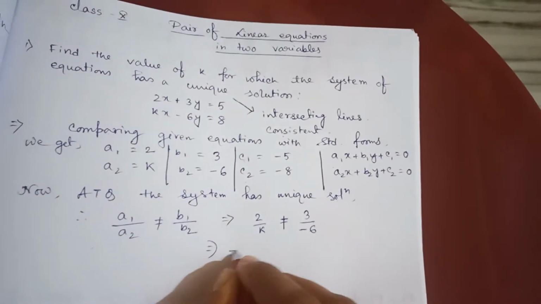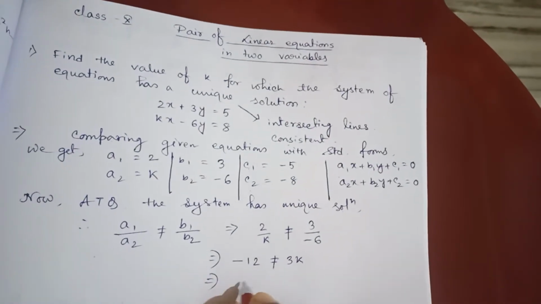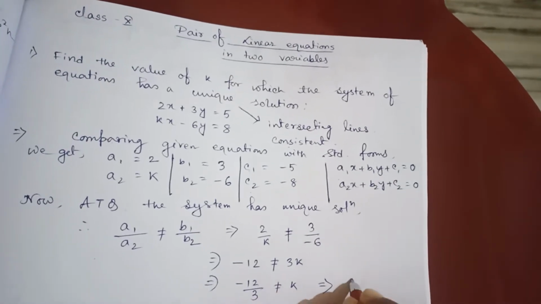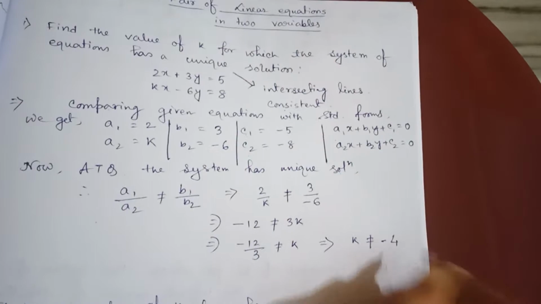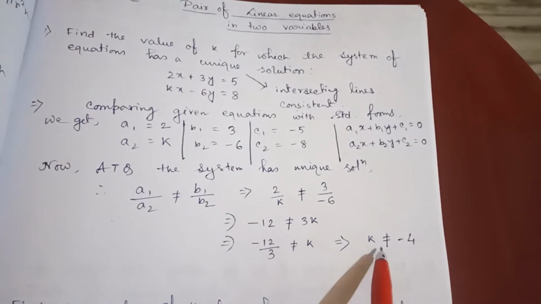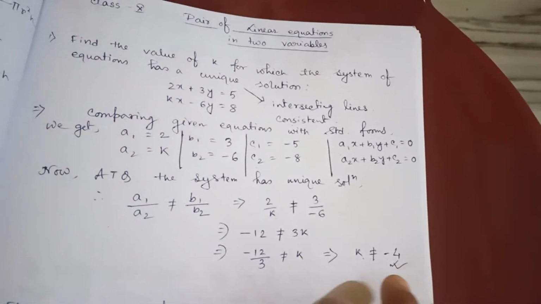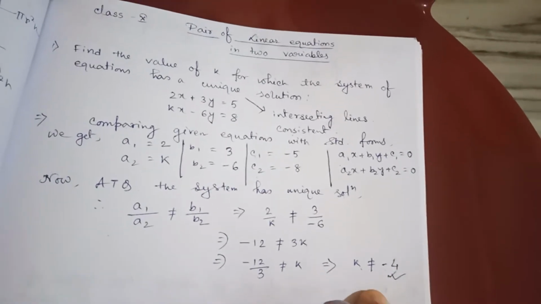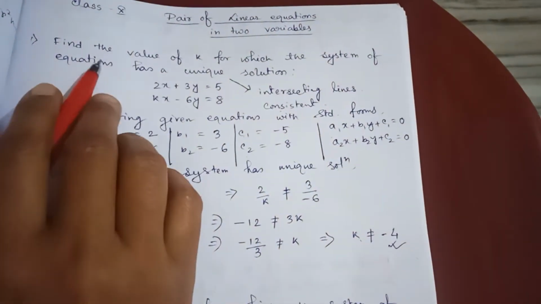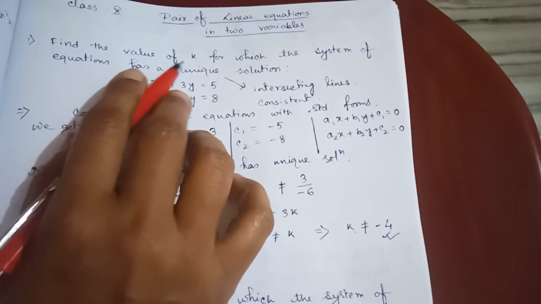cross multiplication. So it will be minus 12 not equal to 3k. That means minus 12 divided by 3 not equal to k. From it we can write k not equal to minus 4. Now how will we write the answer line with k not equal to minus 4? Look, this is obviously an answer, but this is not the proper answer for this particular question, because the question is not telling you to find out the range of the values of k.